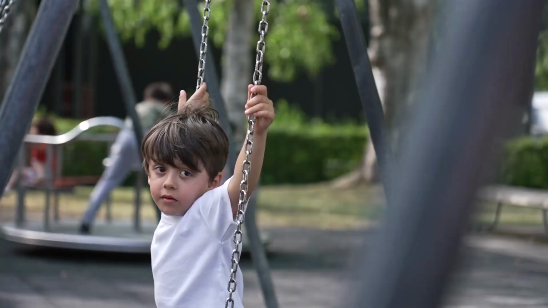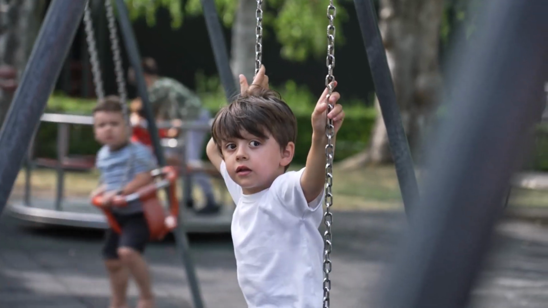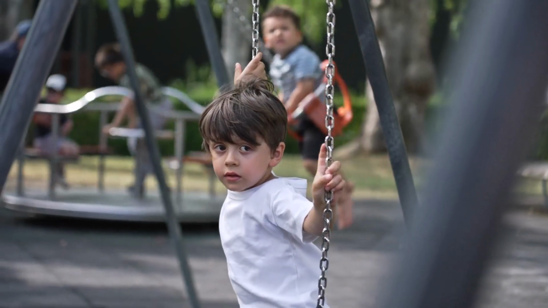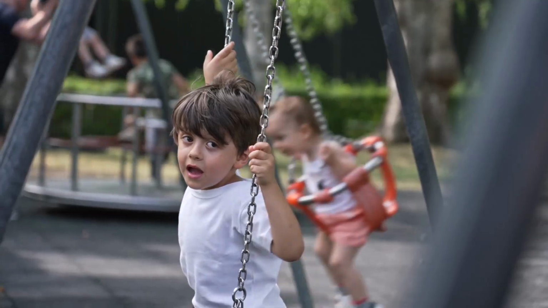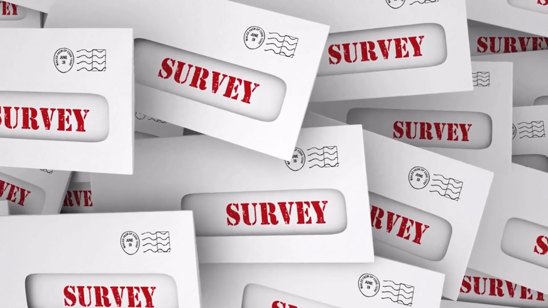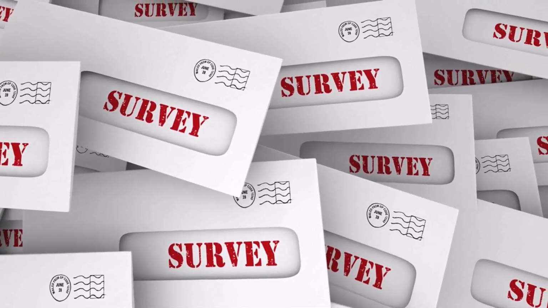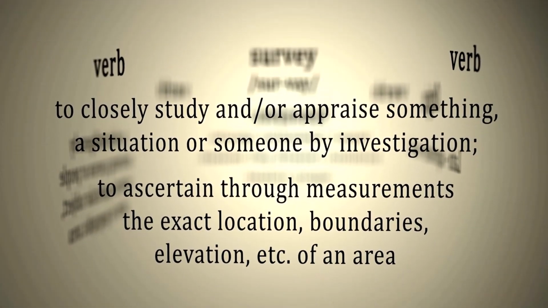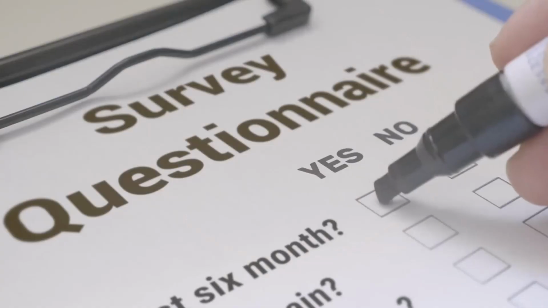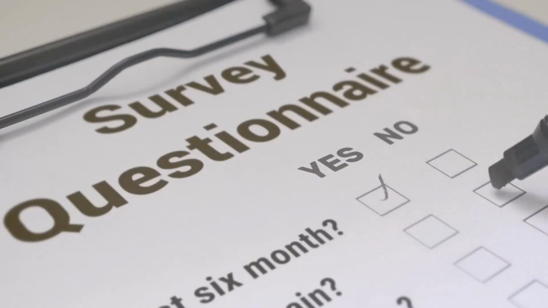Another method is naturalistic observation, where researchers observe subjects in their natural environment without intervention. For example, a psychologist might observe children's play behavior in a playground to understand social interactions. Surveys are also widely used in descriptive research. They involve asking participants a series of questions to gather data on attitudes, beliefs, or behaviors. Surveys can be conducted through questionnaires, interviews, or online forums.